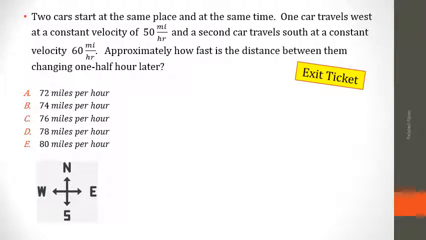Okay, for this one, for a hint, this is your exit ticket. For a hint, you are going to be looking at the Pythagorean theorem. Other key things are a half hour later. So if one car is going 50 miles per hour at its rate, how many miles has it traveled in half an hour? And if this one is going 60 miles per hour, how many miles did it travel after half an hour?